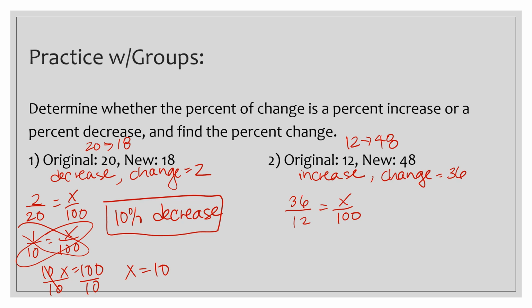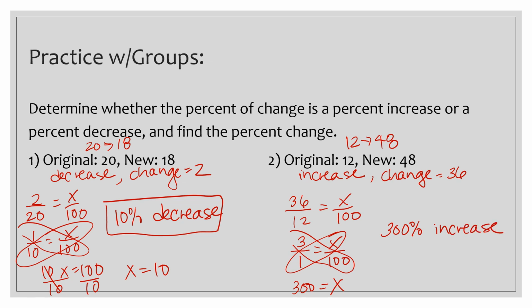So in this case, again, I see that 36 and 12, they're actually both divisible by 12. So I'm going to divide 36 by 12. That's 3 and 1 equals x over 100. So just reducing the ratios to make my math easier. And 3 times 100 is 300, and 1 times x is x. So x is 300. So in this case, we saw a 300% increase. That's a lot of increase. And that's how we do these problems.